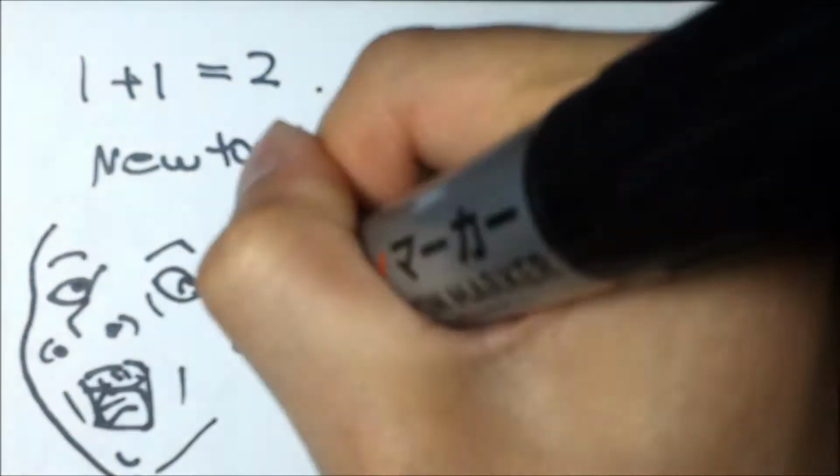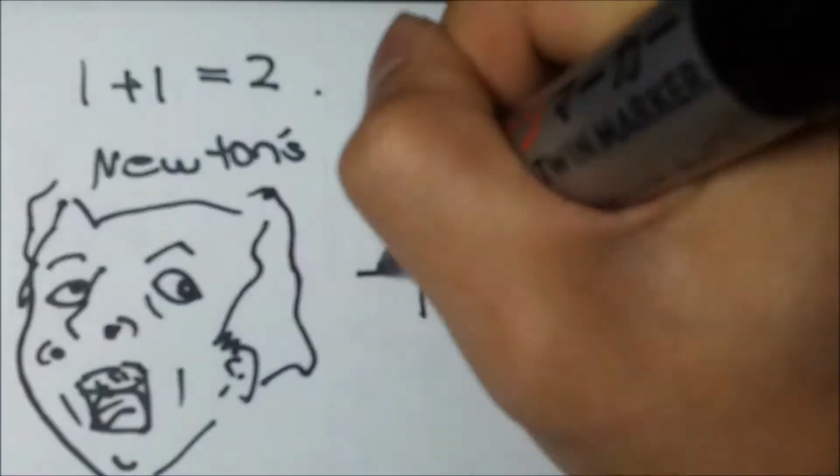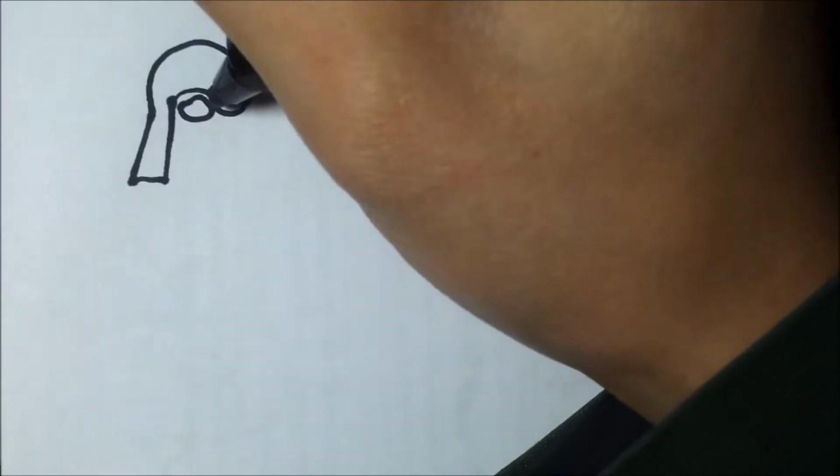To start off with this topic, let's start with the most basic, and that's Newton's second law. For those unfamiliar, the equation is F equals ma. A force is applied to an object and the object accelerates.